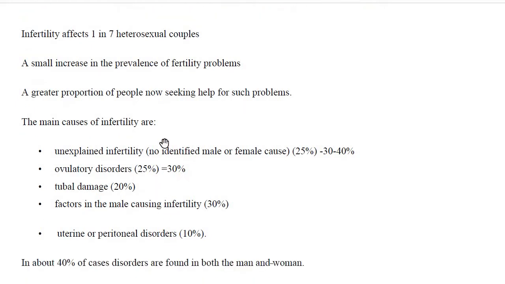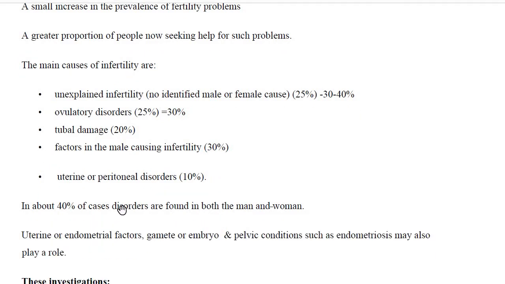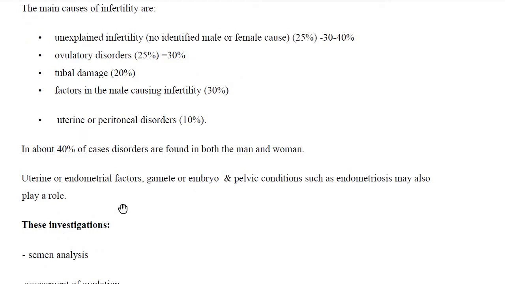And the main causes of infertility are unexplained, like we didn't find any male or female cause. Previously, the incidence was said to be 25%, but then an amendment was made that it is almost 30 to 40%. Ovulatory disorders, 30%. Tubal damage, 20%. Factors in the male causing infertility, 30%. Uterine or peritoneal disease, 10%. So in about 40% of the cases, the disorders are found in both the men and women. So that is the mixed disorder.